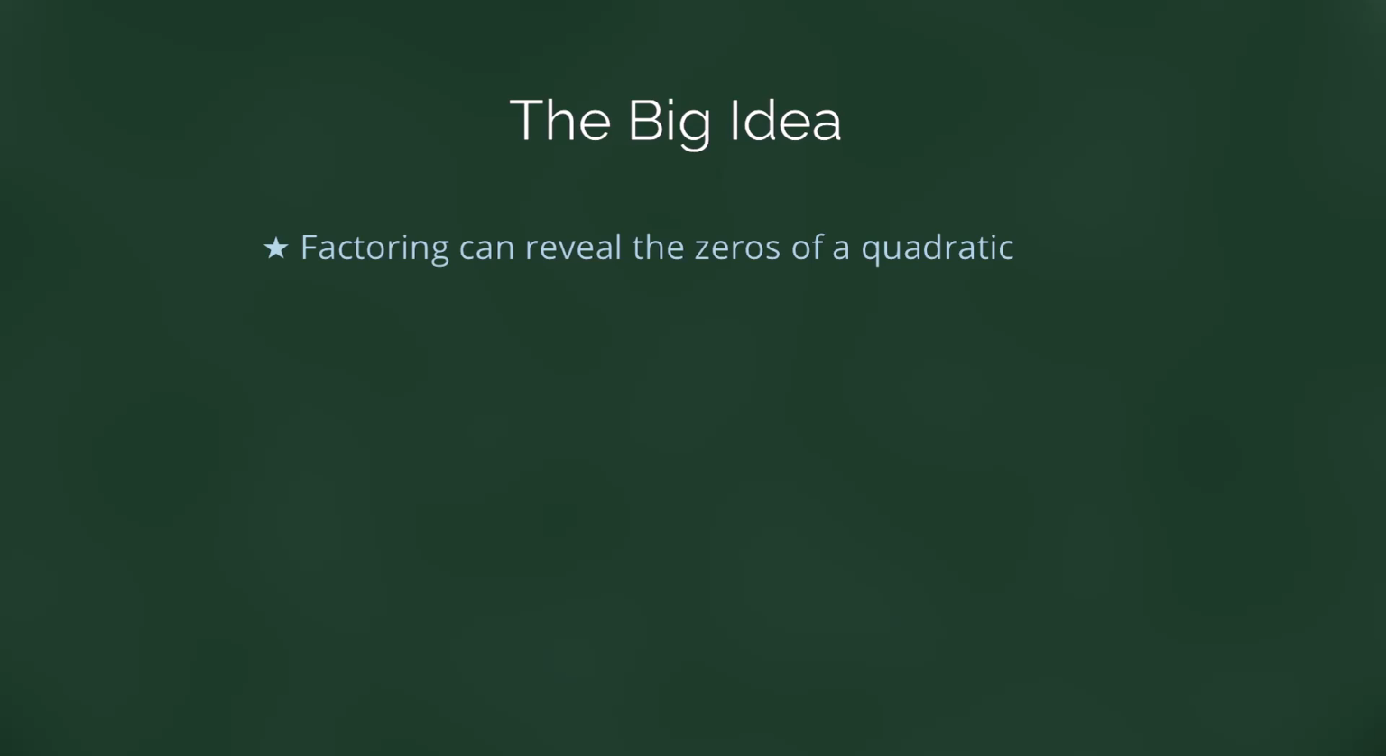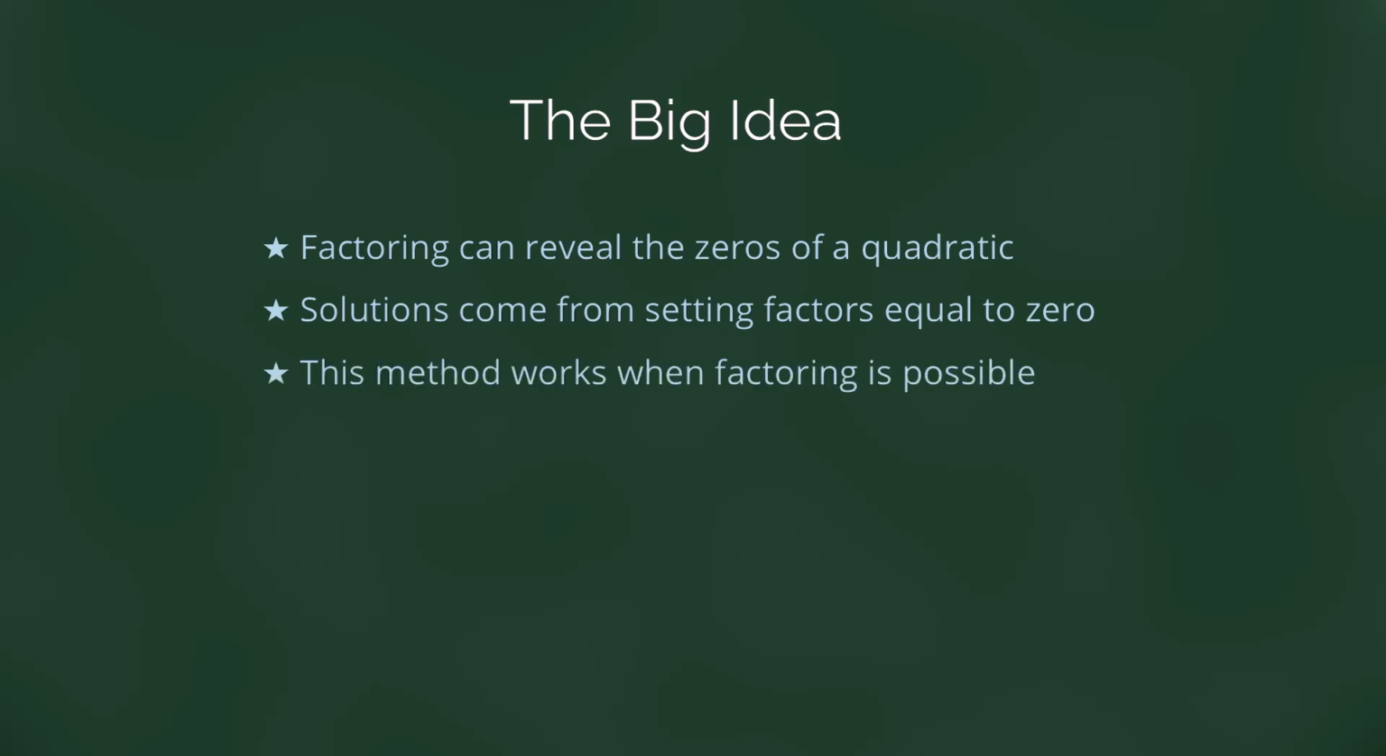Factoring is one technique we have to reveal the zeros of a quadratic. We'll see that the solutions to that quadratic then come from setting those factors equal to 0. This method is useful for quadratics that we can factor. We'll see later on some other techniques that we can use to solve quadratic equations when they don't factor.